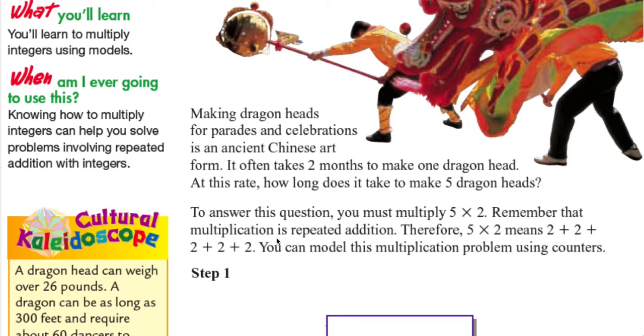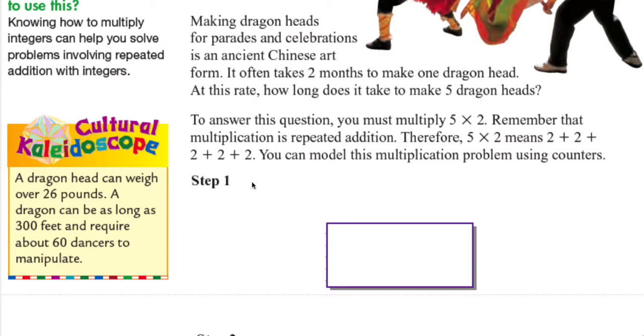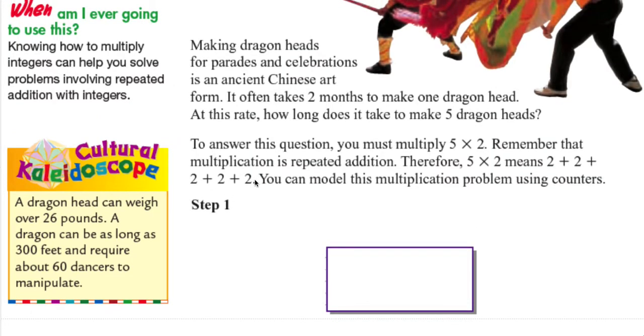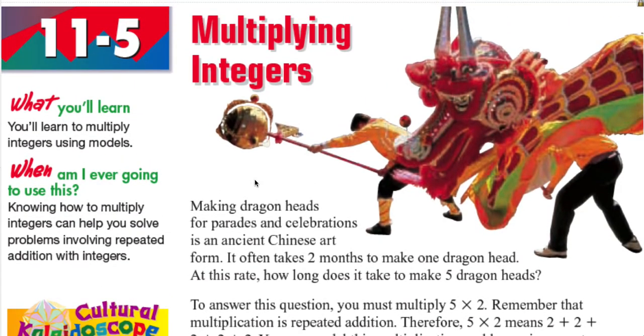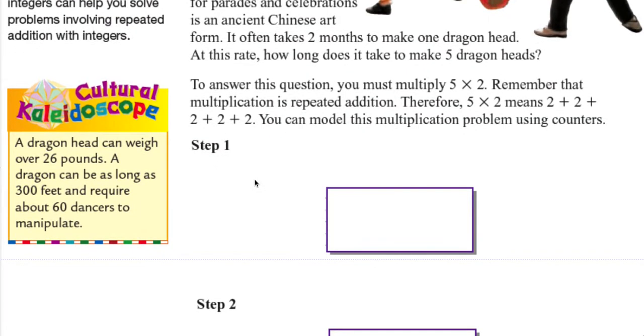Remember that multiplication is repeated addition. Therefore, 5 times 2 simply means 2 plus 2 plus 2 plus 2 plus 2. So you can model this multiplication problem using counters. Before we begin with using models, at the end of 11-6 I will also show you how to multiply and divide integers without using models, and it'll be a lot faster.